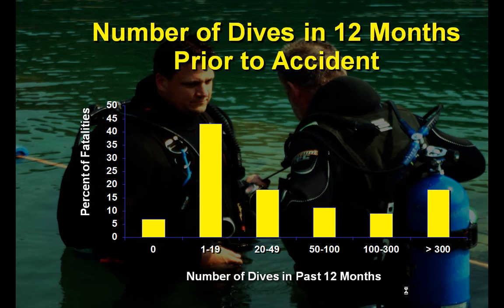This is probably much more important. These are the number of dives made in the past 12 months. And again, you can see a peak here with people who have limited experience in diving and therefore have the greatest risk, partly because they don't have all those tools and experiences to draw from if something happens so they can solve that problem. But here you also have people that have over 300 dives in the past 12 months and still end up as a fatality. And then you scratch your head and you say, why in the world would somebody with that kind of experience still end up as a fatality?